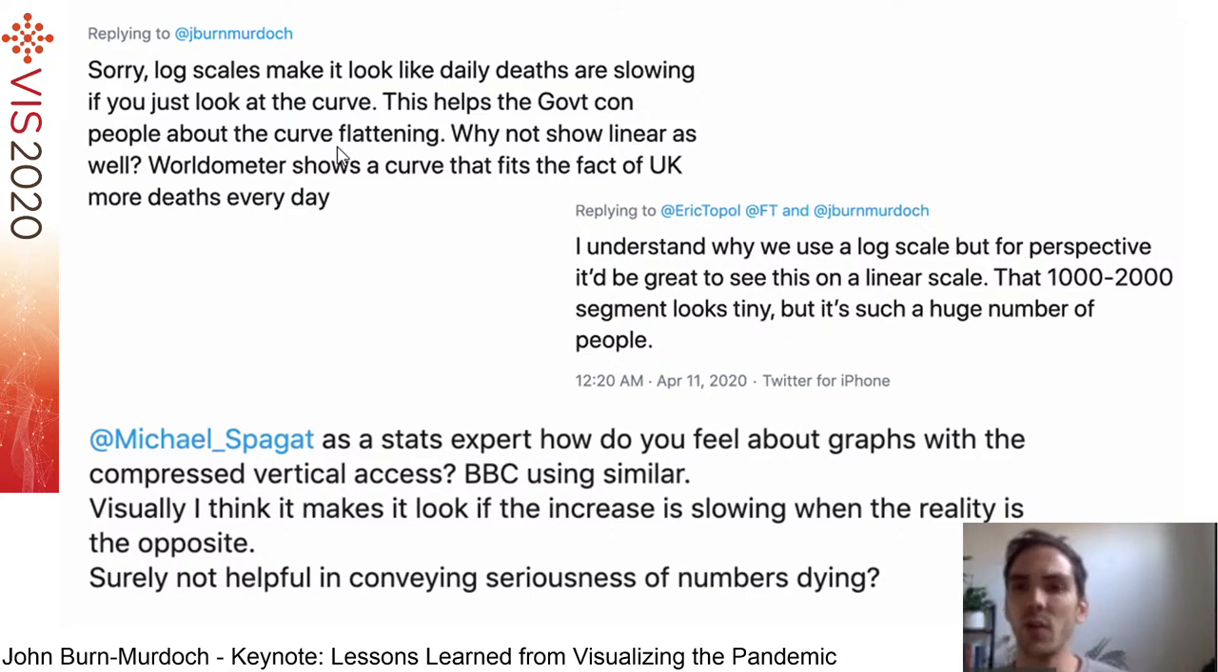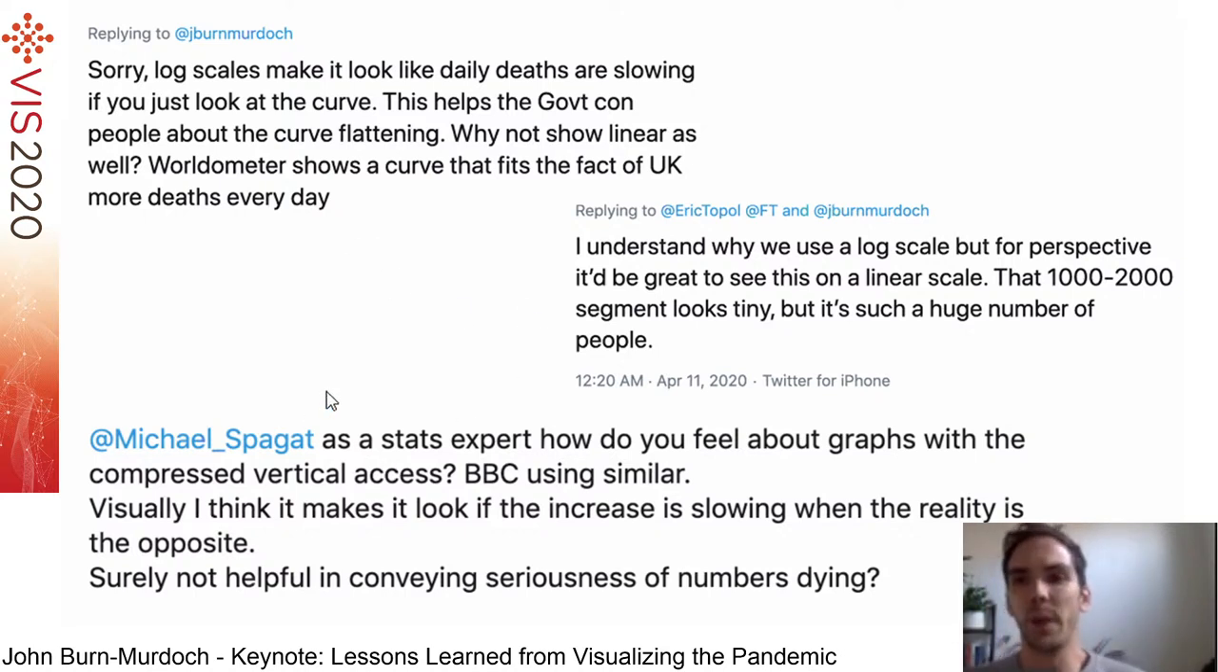the sort of concertina effect, the compression of values as you get higher up that y-axis, made it look like tens of thousands of deaths were some small trivial number, and that the deaths at the lower end of the spectrum somehow mattered more. Someone else saying that again, this use of a log scale made it look like the virus was slowing down, and this was trivializing the outbreak.